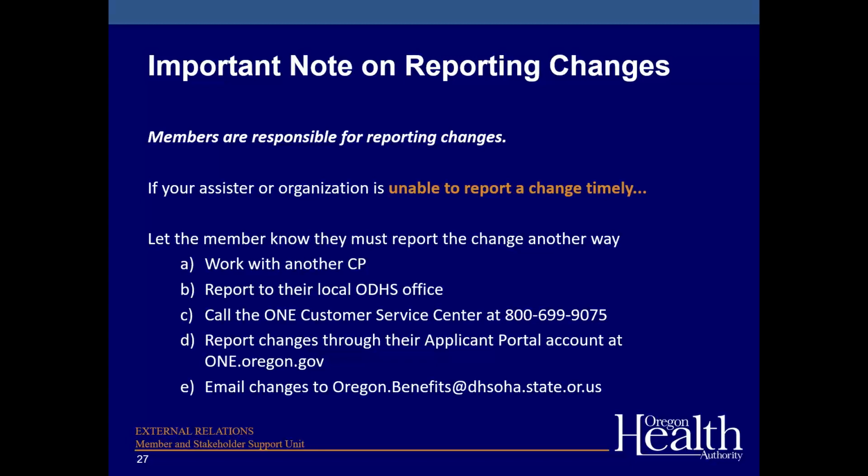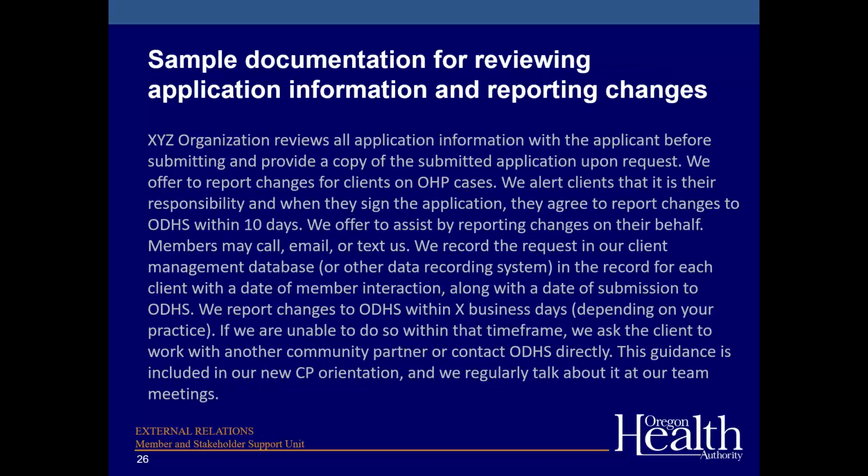So you need to let the member know that they can work with another CP. They can report to their local Oregon Department of Human Services office. They can call the One Customer Service Center. They can report changes to the applicant portal or their own applicant portal account, or they can email changes to Oregon.benefits email. So we just want to make sure that you all know that it's very important to help applicants understand that it's their responsibility, and give them other options if you're unable to do it. So along those lines, we have some sample documentation for doing this.